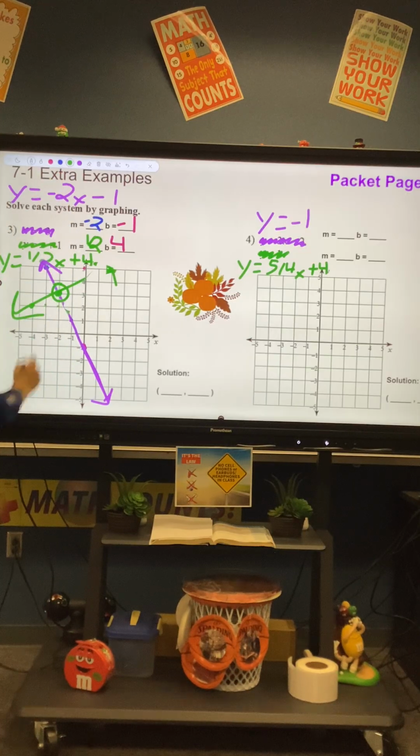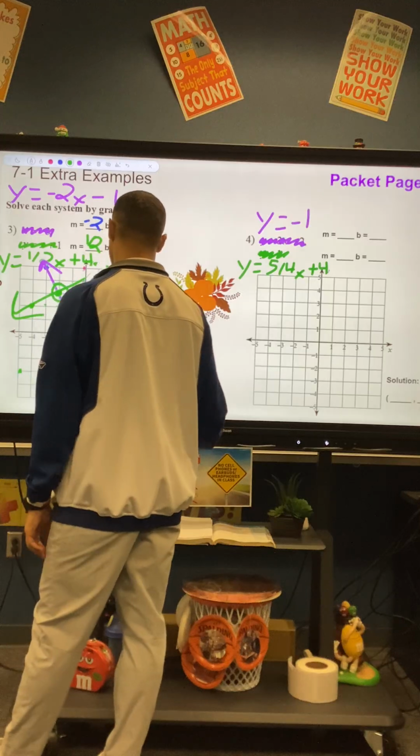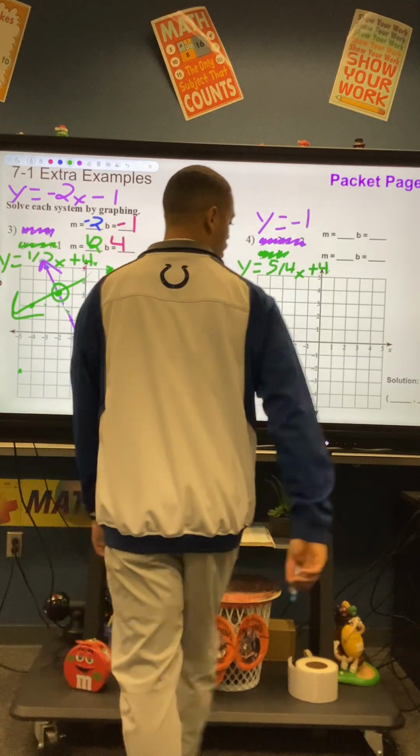As y'all can see, we have an intersection point right there, right? So, that tells you that that solution is -2 and +3.